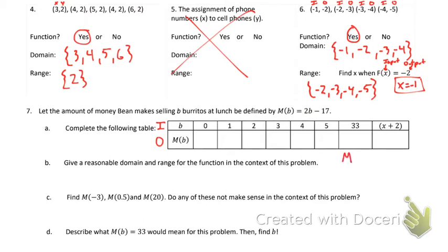Taking the function m, we are inputting 0. So wherever I see b, I put 0. And now we evaluate this, or do the math. Order of operations says 2 times 0 is 0. Bring down the 17. 0 minus 17, we get -17. So that means m of 0 is -17.